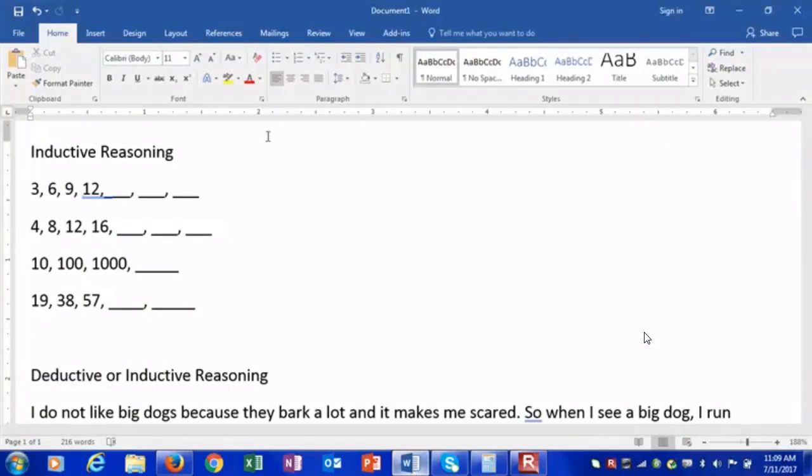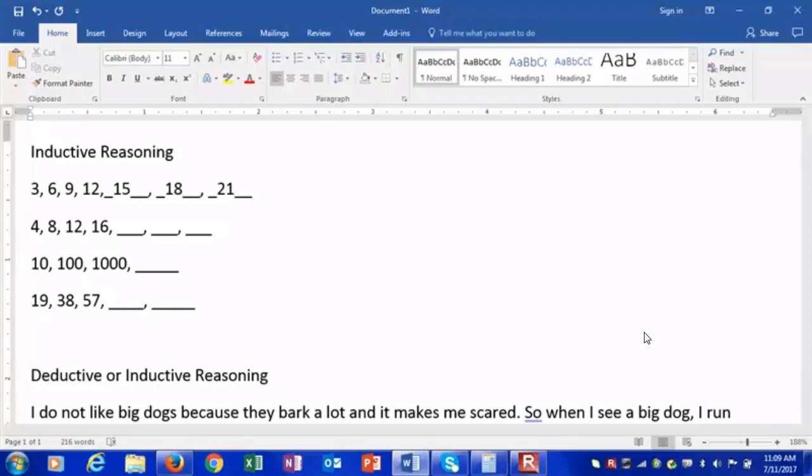All right, we have 3, 6, 9, and 12. The pattern is what? 3 plus what is 6? It should be 3 plus 3. 6 plus 3 is 9. 9 plus 3 is 12. What's 12 plus 3? Anybody know? What about 15? And 15 plus 3 is 18. 18 plus 3 is 21. This is what we mean by inductive reasoning. We're talking about reasoning based on patterns.